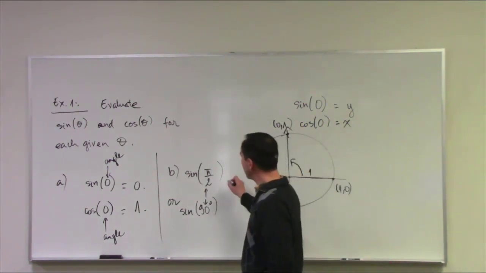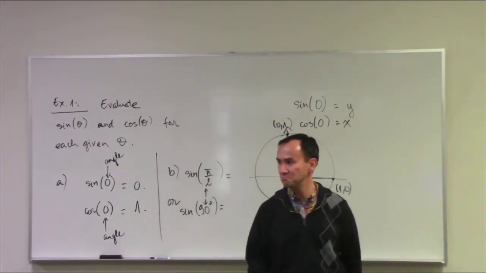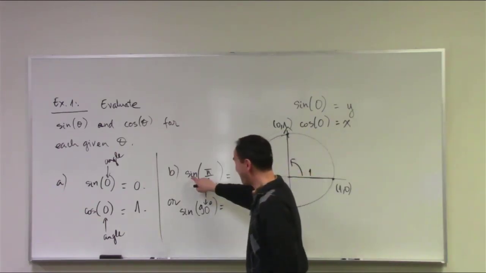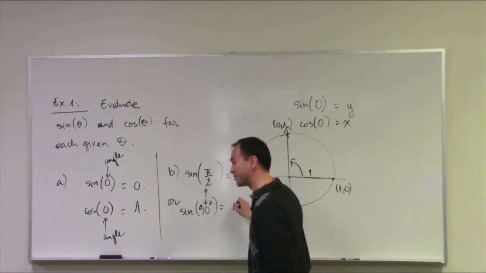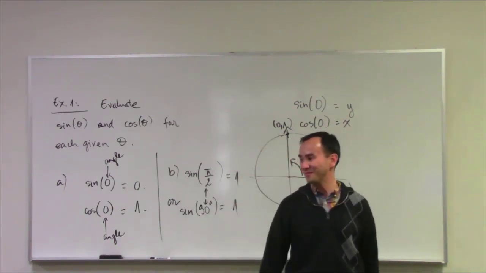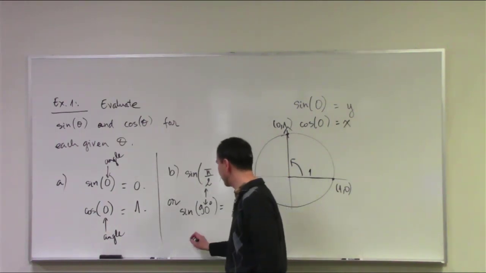What's sine of pi over 2, or sine of 90 degrees? Same way of reading it. Sine is the y value. 1. Yeah, right? Or sine of 90 degrees, 1. See what I mean? That same way.